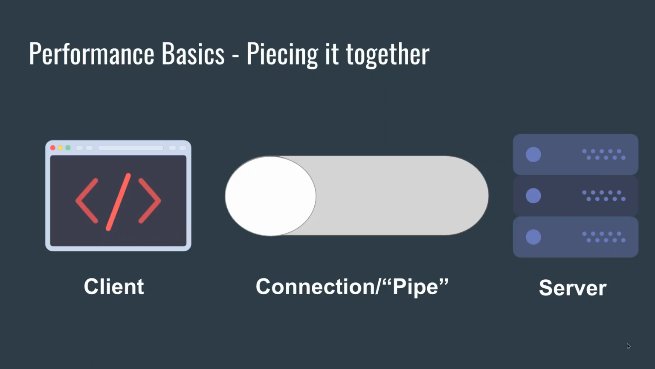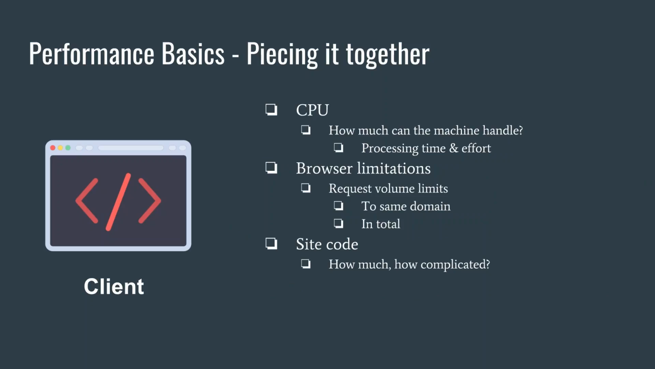So the infrastructure looks like this. You have the client, which is the browser. You have your connection or your pipe, which is literally the internet. And then you also have the server on the other end. So this is what the infrastructure looks like. I'm going to use this visualization as we go through.